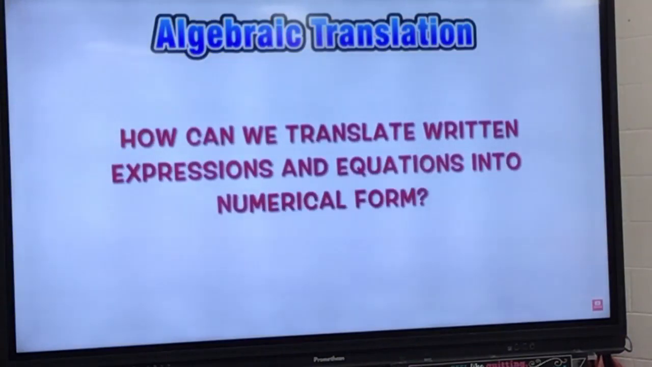We're just watching bits. Hello first everyone and welcome to this lesson on algebraic translation. Now our aim for this lesson is how can we translate written expressions and equations into numerical form. So basically we see it in written form and we want to write it in terms of numbers and variables. Now before we can do that, we have to lay the groundwork here, and there's a few things that we need to know so that we can use them when we get to doing the actual translations.